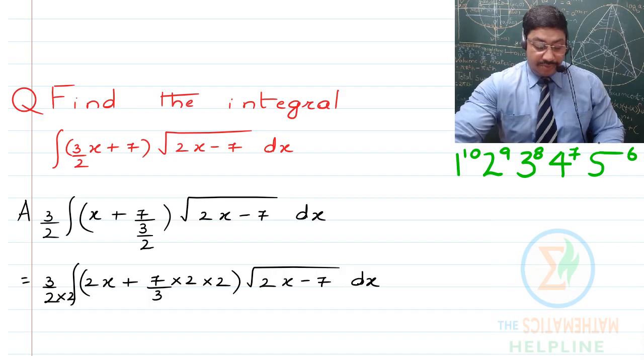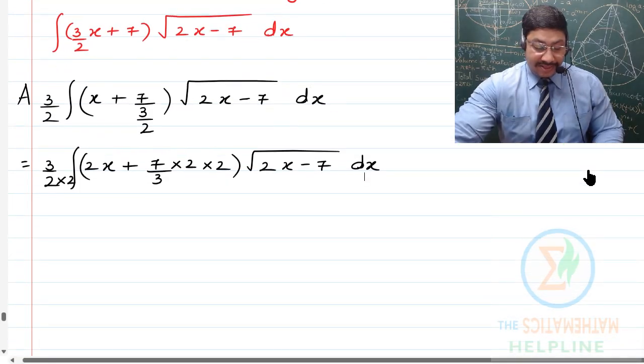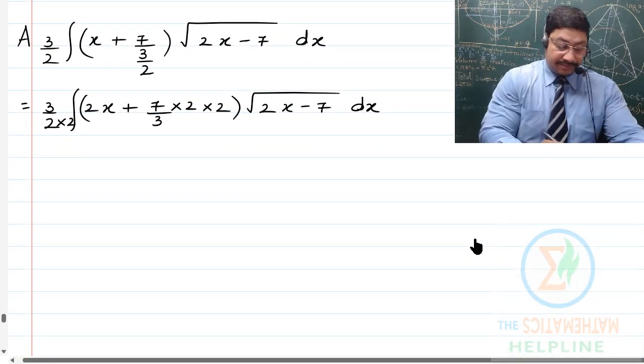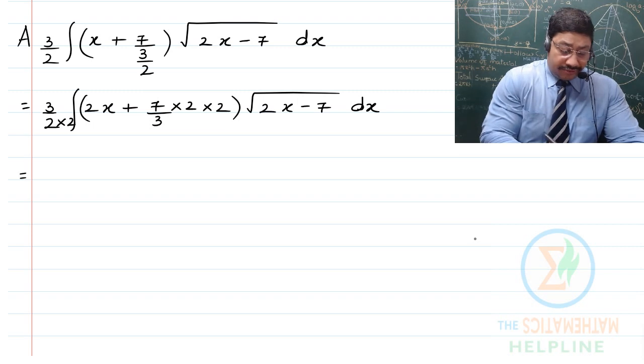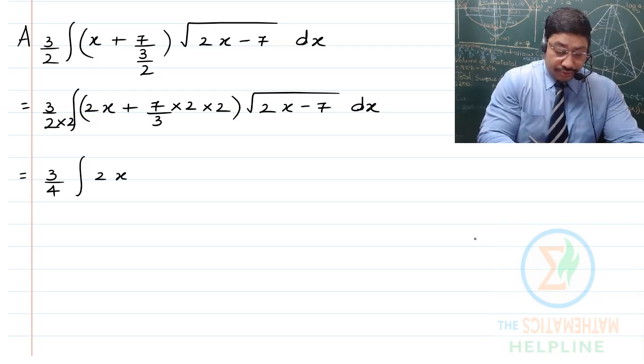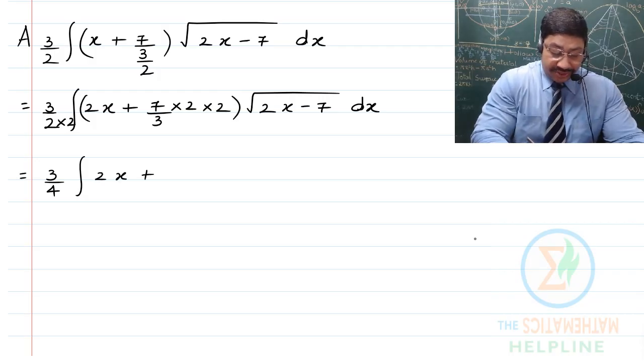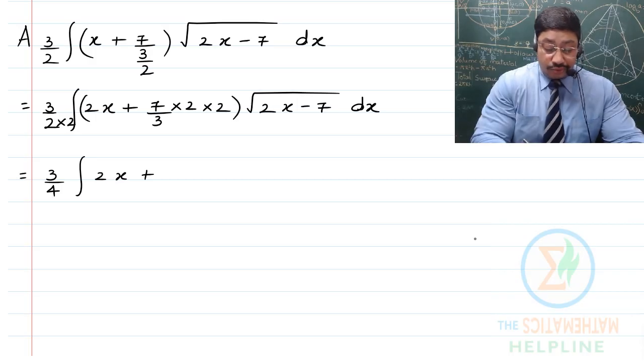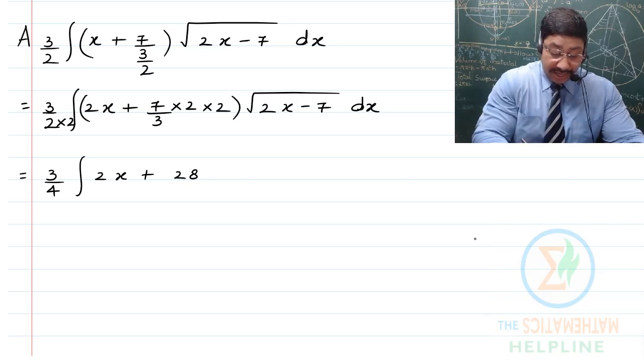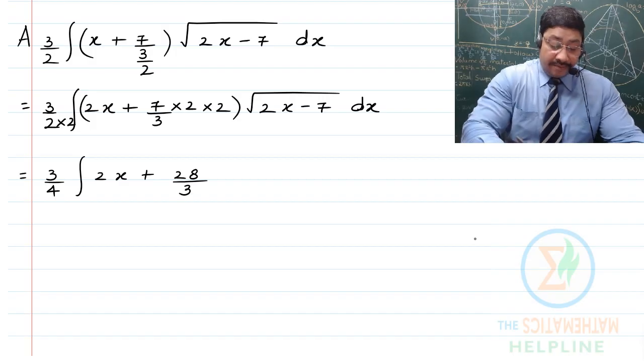So next step, children, what we can do is we can now write this as 3 upon 4, which is outside, and integral of 2x to which is added here. 7 into 2 is 14, 14 into 2 is 28, 28 upon 3, right?